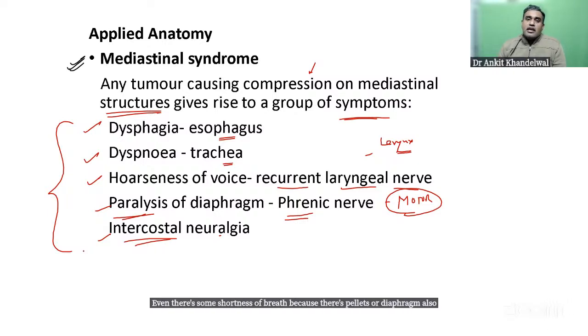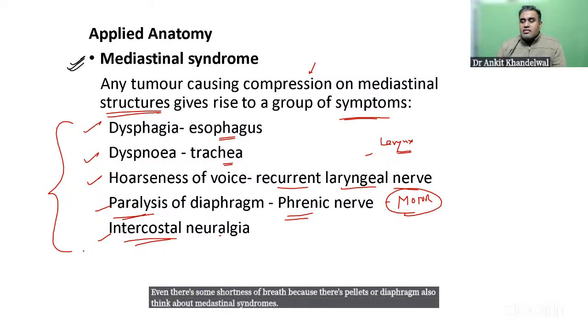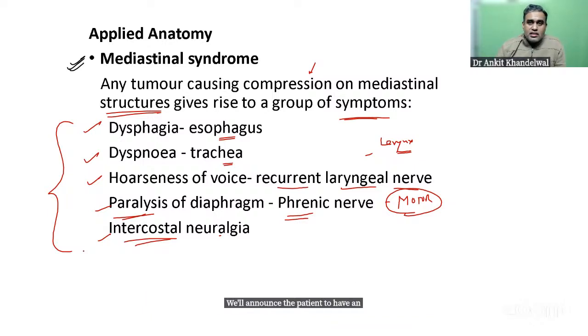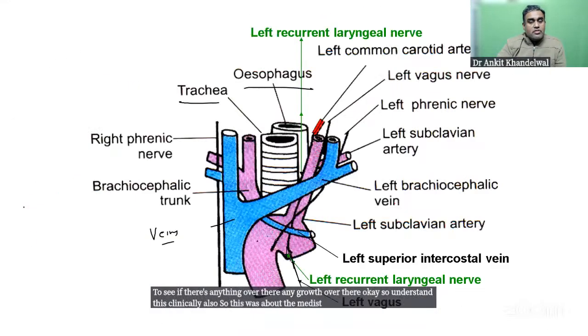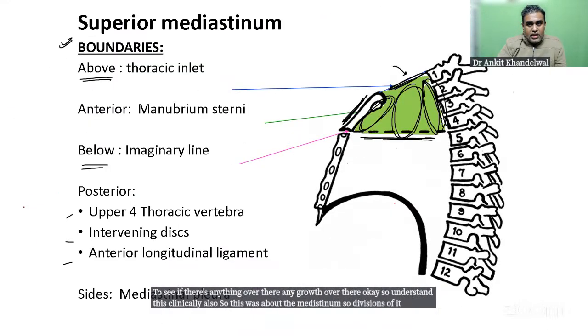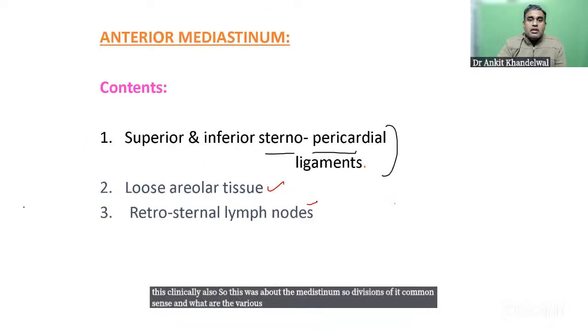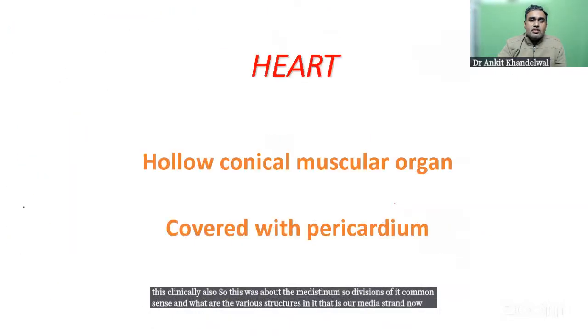Think about mediastinal syndrome. Go and ask the patient to have an X-ray or ultrasound, a CT scan of thorax to see if there's any growth over there. Okay, so understand this clinically also. So this was about the mediastinum: the divisions of it, common sense, and what are the various structures in it. That is our mediastinum. Now let's come to another topic, that is our heart.